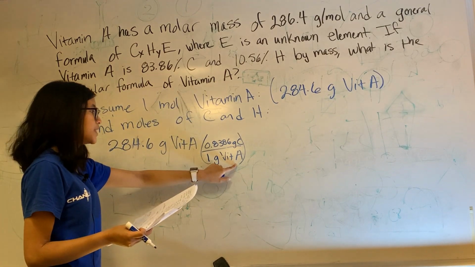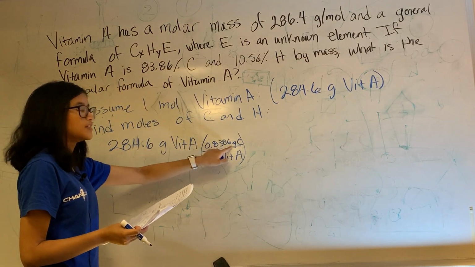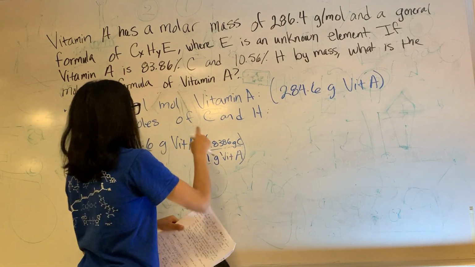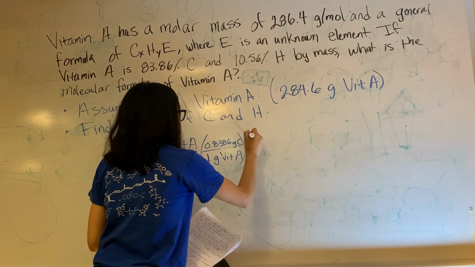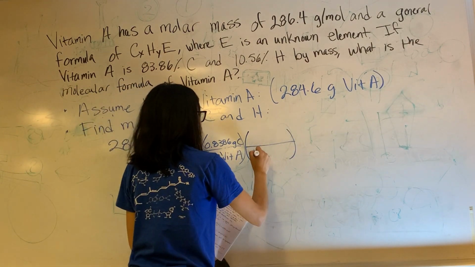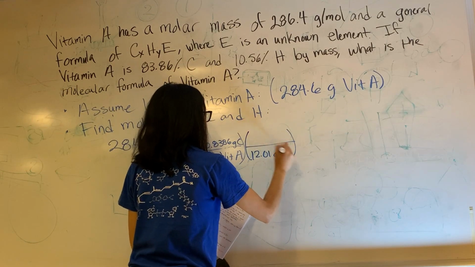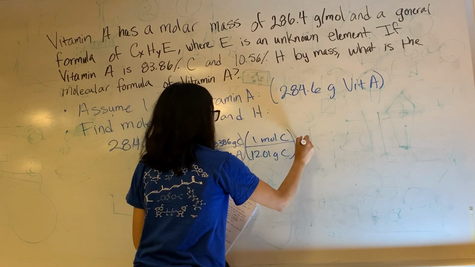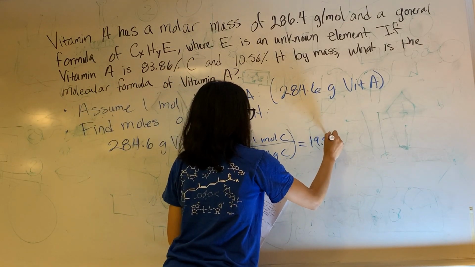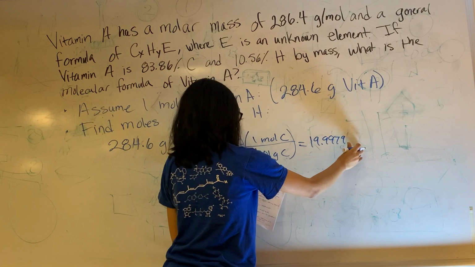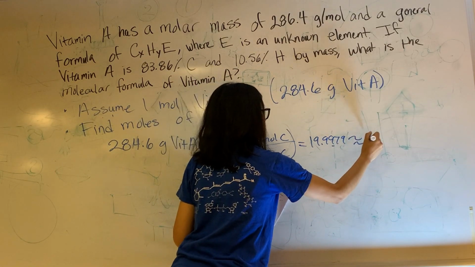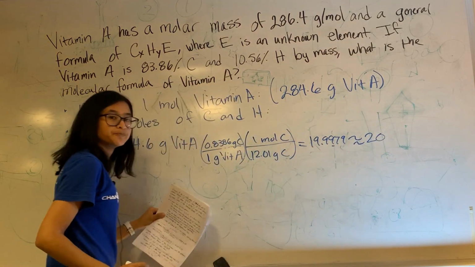So every gram of vitamin A is 0.8386 grams carbon, all right? So that's where you're pulling that number from. And then we want to get to moles of carbon, right? So then you use your good old-fashioned molar mass from the periodic table, and you're at moles. Okay. So this comes out to something like 19.9979, which is cool, but this basically means you've got a number of about 20.